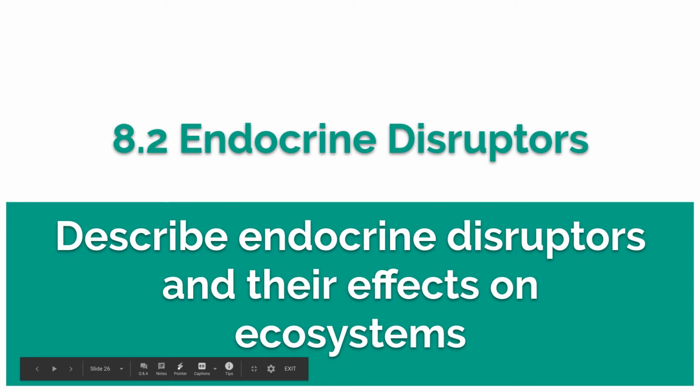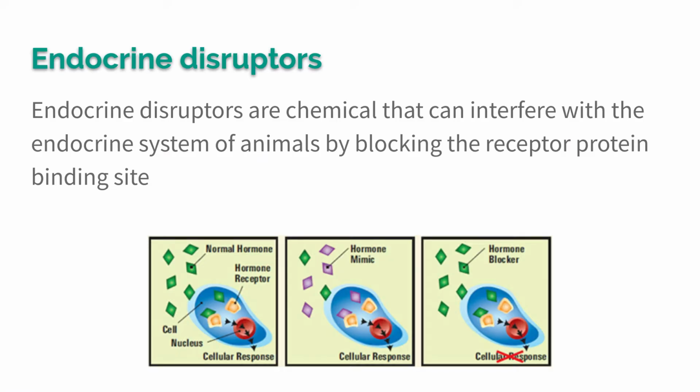8.2 is on endocrine disruptors specifically. You want to be able to describe what they are and their effects on humans and ecosystems. So endocrine disruptors are any chemicals that disrupt the endocrine system. So the endocrine system, those are your hormones.